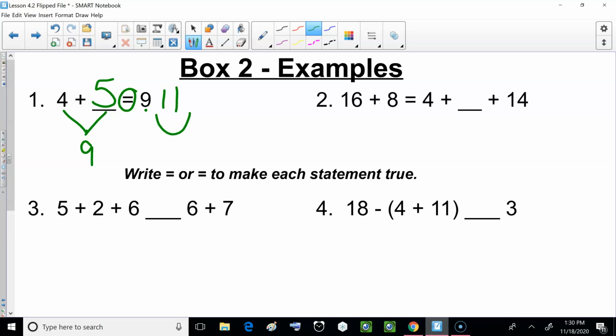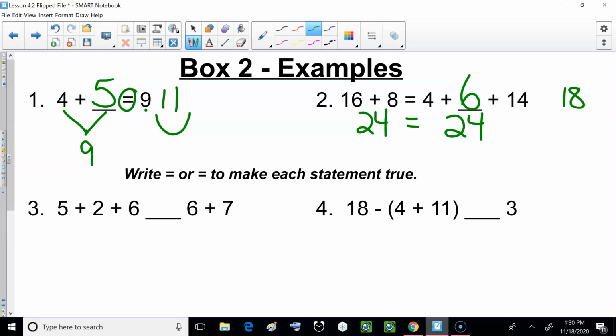But can it also have more than one part? Yep. Here we have 16 plus 8. We know 16 plus 8 equals 24. So this side equals 24, and you have to make the other side equal 24. Right now we have 14 plus 4, which would equal 18. We know those aren't equal right now. That's why we have this missing number. So what can I add to 18 to equal 24? The answer would be 6, because when we put 6 in there, this side would equal 24 too.